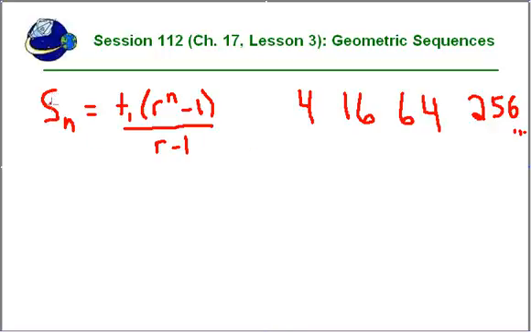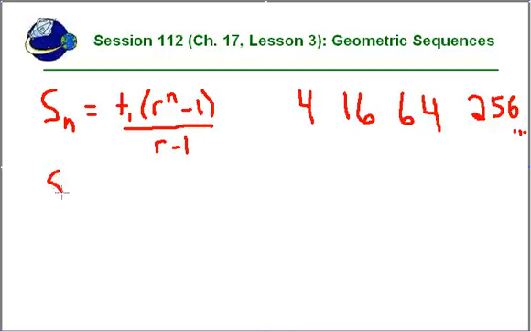So S, once again, means the sum of. We're talking here about the sum of a geometric sequence, and n represents the first n terms. So the sum of the first n terms in this geometric sequence is going to be equal to T1, which is our first term, multiplied by r. r is the rate that we have to multiply each number by to get the next one. So our rate is 4. We have to multiply each term by 4 to get the next one. 4 to the n power, well, n here is 4 again. We're trying to take a look at the first 4 terms. So 4 to the 4th minus 1 over 4 minus 1. With that said, let's go ahead and just actually plug in the values and see what we get.